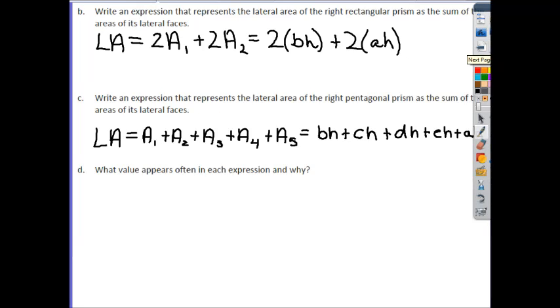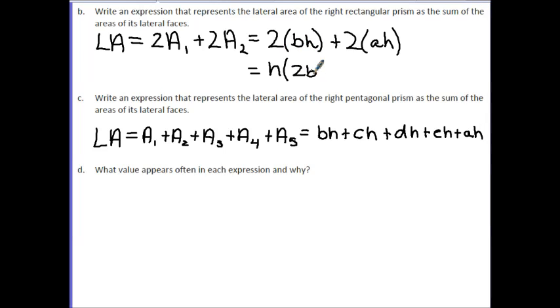Looking at this one, let's factor the H out in front. What we'd be left with, if we took the H out, we'd be left with 2B. If we factor the H out of this one, we'd be left with 2A. And factoring the H out of this one leaves us with H times B plus C plus D plus E plus A.